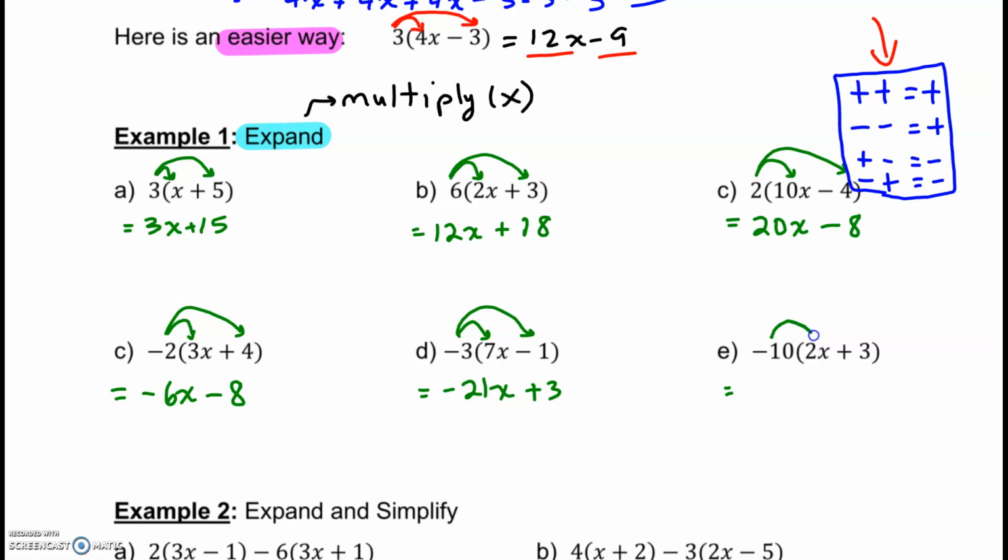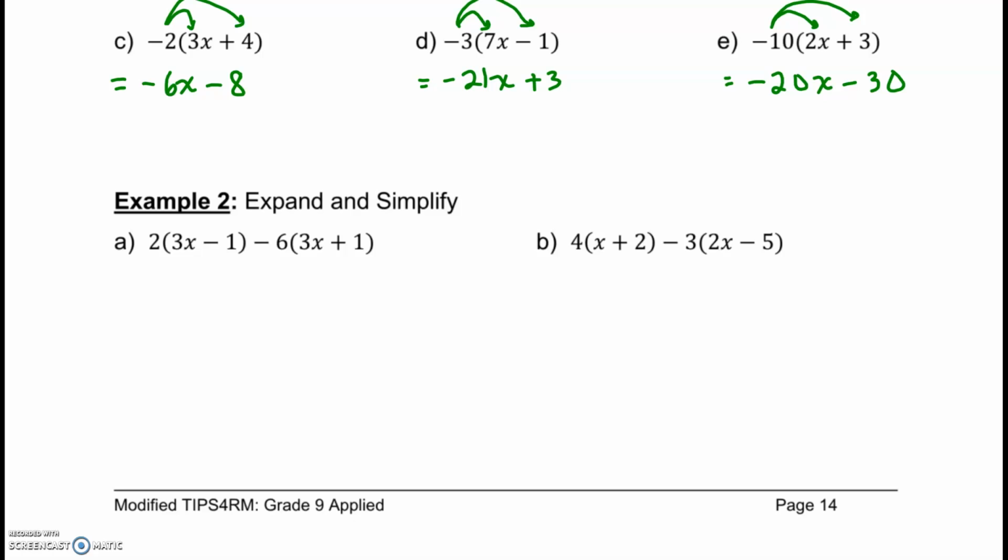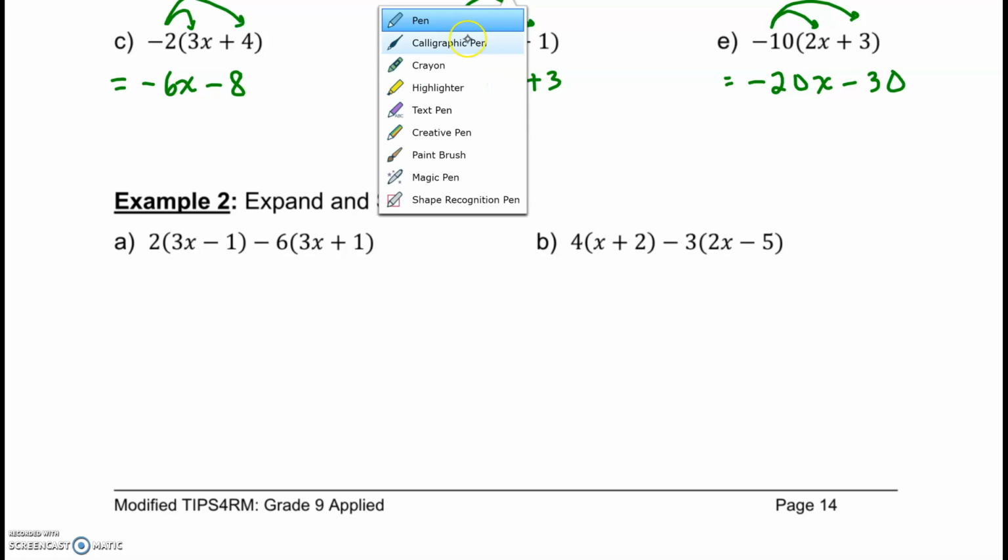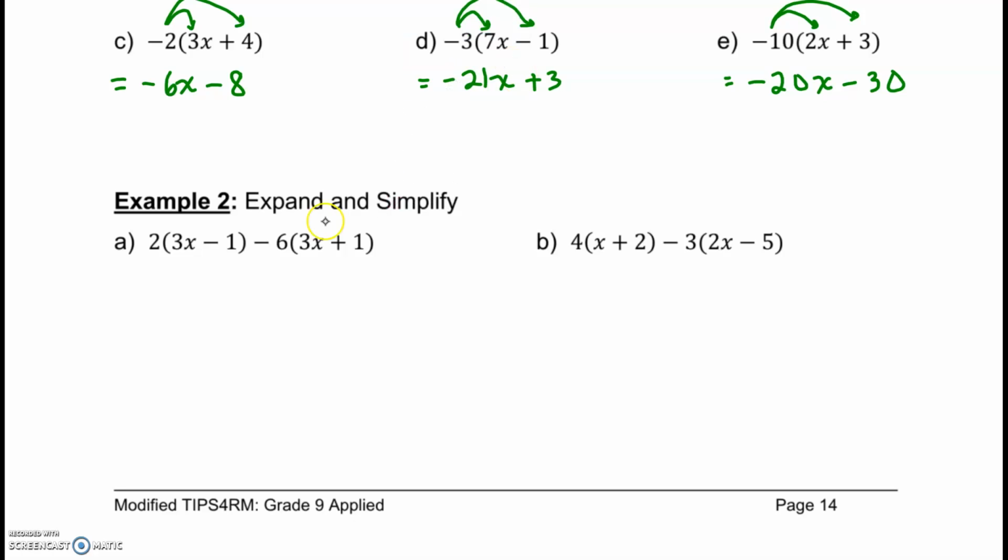So negative 10 times 2x, that's going to be a negative 20x. And then negative 10 times 3, so negative and a positive, that's going to be a negative, and 10 times 3 is 30. All right, so that's expanding. Let's take a look at example 2. Example 2 has the word expand in it, but it also has simplify. So we have expand and simplify.